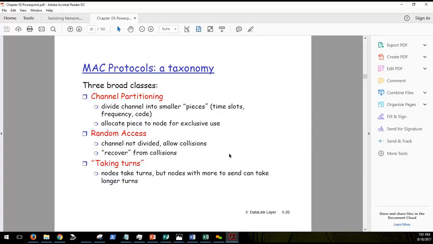When we talk about broadcast type protocols, we often group them into three classes: channel partitioning, random access, and taking turns. Let's go through each one. Channel partitioning breaks down the full bandwidth of the medium into individual channels, such that each channel is carrying a different stream of data. We'll see this in a moment. There are some additional slides that will allow us to demonstrate this in greater detail.